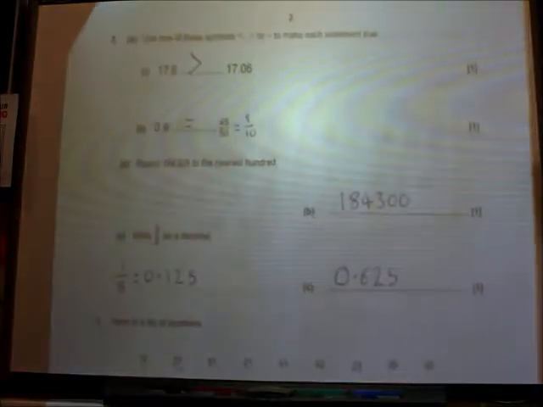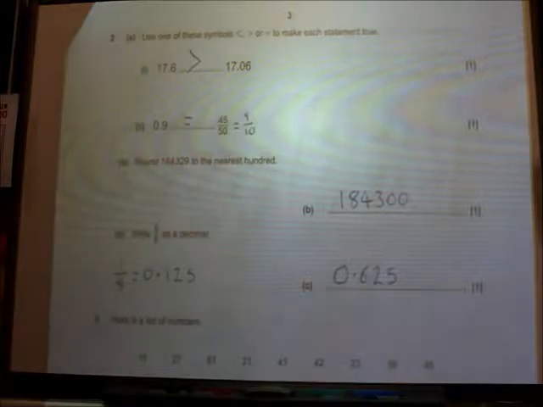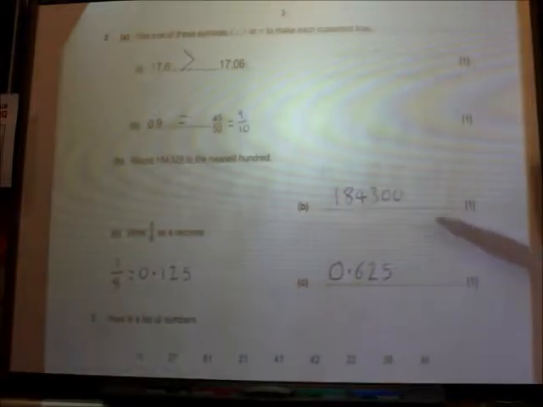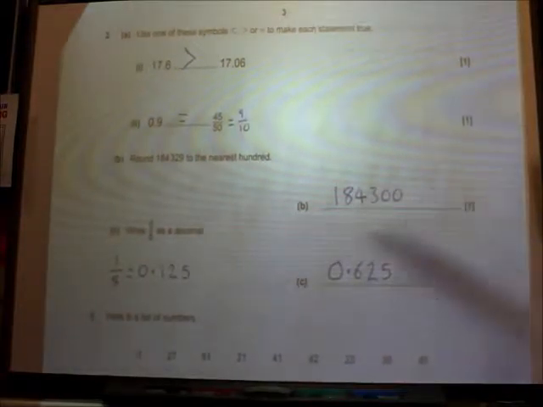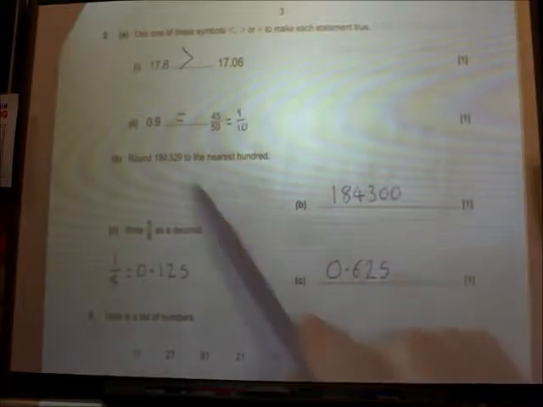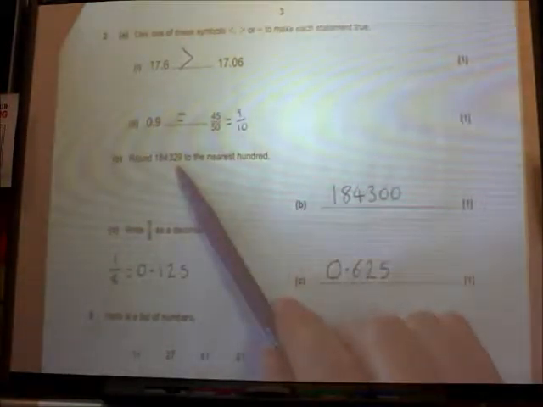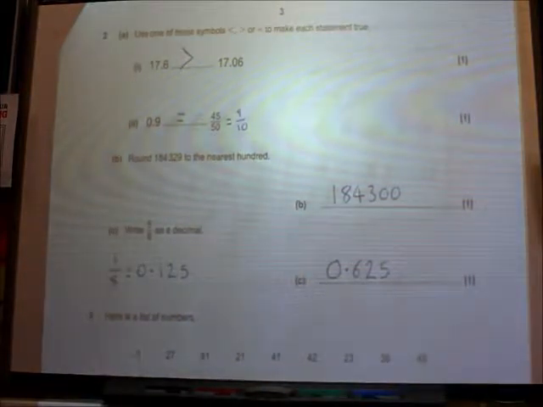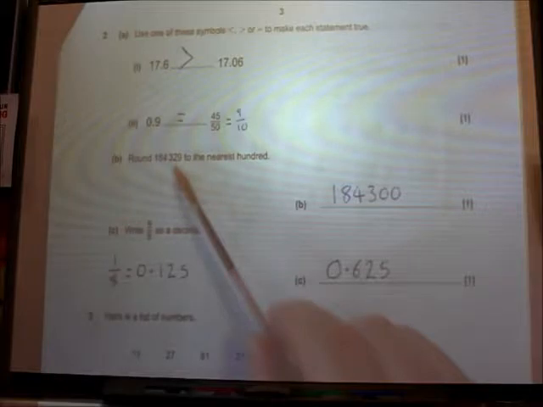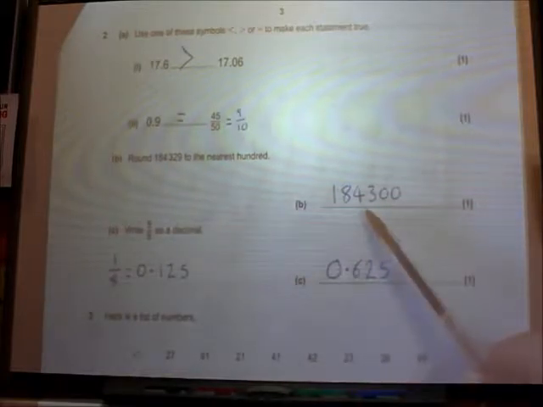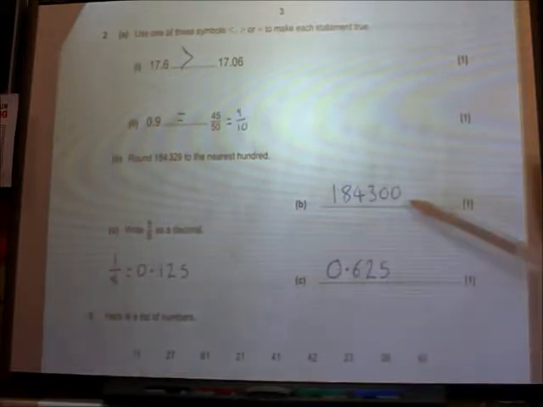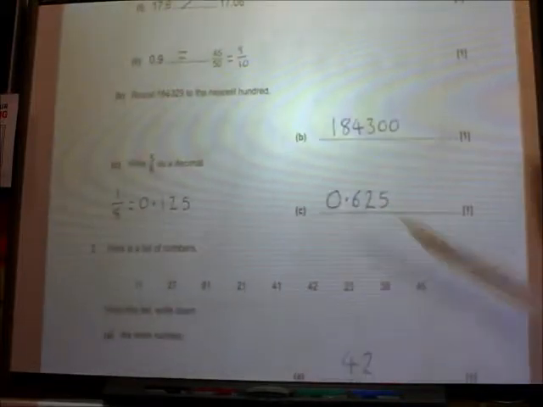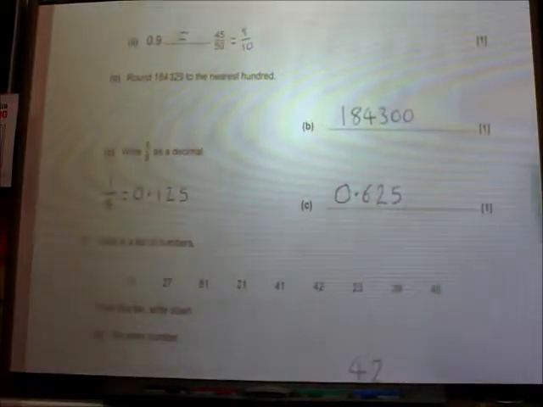Next one, round 184,329 to the nearest 100. Well, you need to do 184,000, and that 329, well, it's nearer 300 than it is 400, so it rounds off to 300. If it was 350 or greater, it would round to 184,400, but it doesn't.